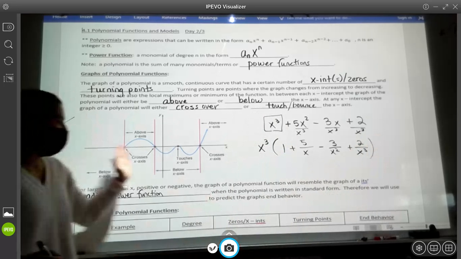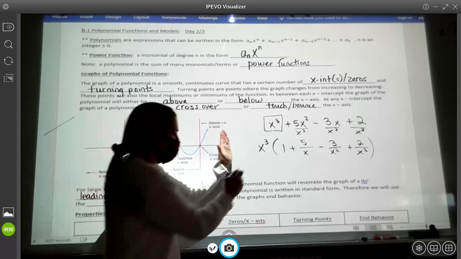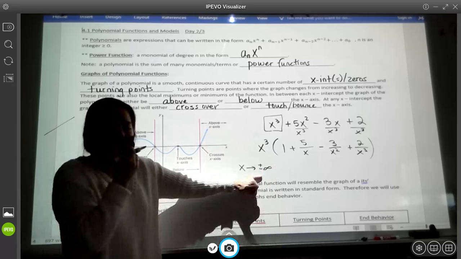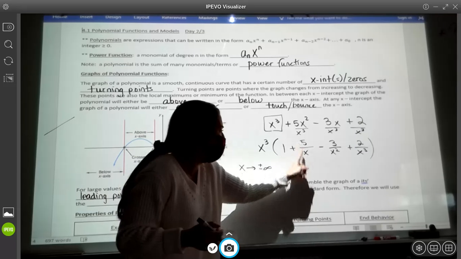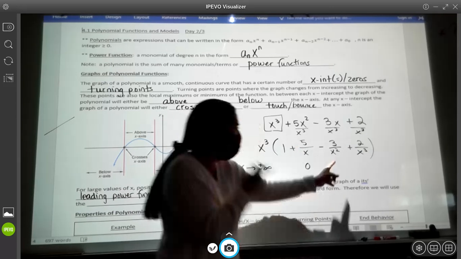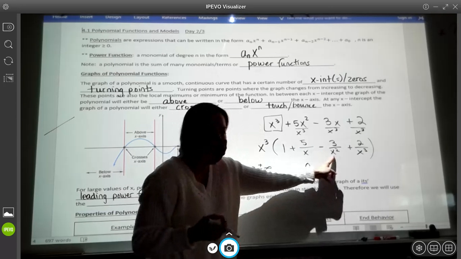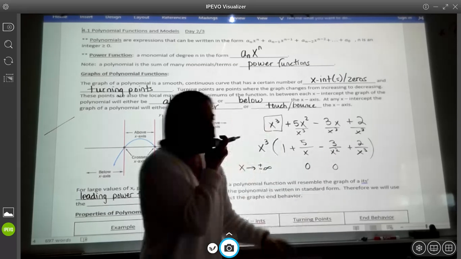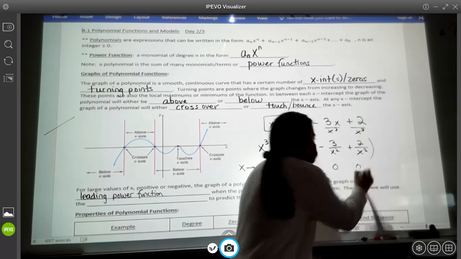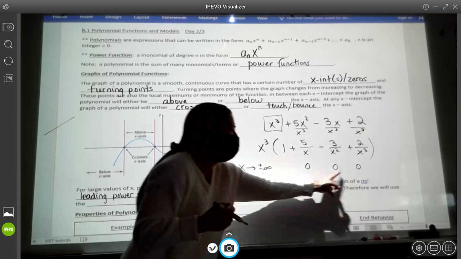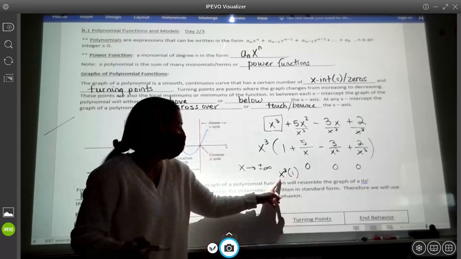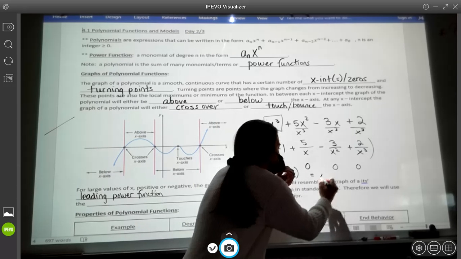So when you start plugging really, really large values of x in, as x heads to positive or negative infinity, what's 5 divided by a really, really, really big number? Practically 0. What's 3 divided by a really, really, really big number squared? Practically 0. What's 2 divided by a really, really, really big number cubed? Practically 0. So what's 1 plus 0, 0, 0? It's 1. So at the end of this graph, your graph is acting like x cubed times 1, which is x cubed.